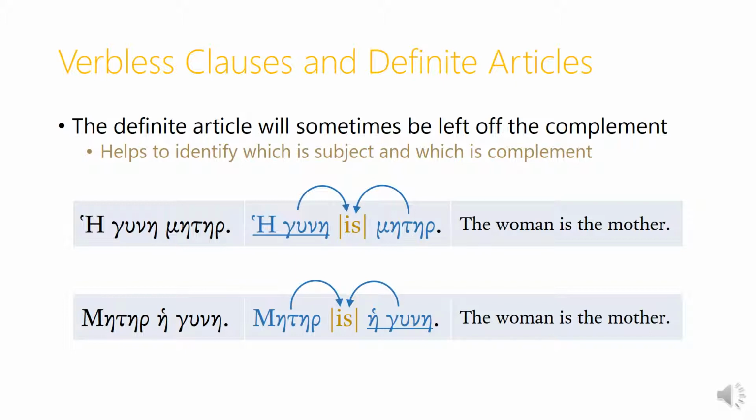Similarly, if we change the word order, meter he gune, that could mean the woman is a mother, or it could mean the woman is the mother, even though the definite article isn't there. But because the definite article is in front of gune in both of these sentences, we know that he gune is the subject and that meter is the complement.